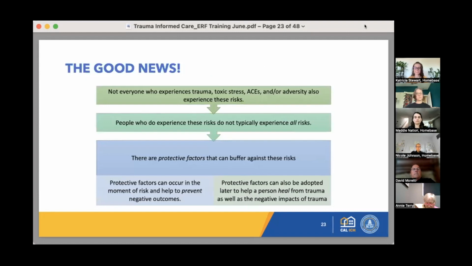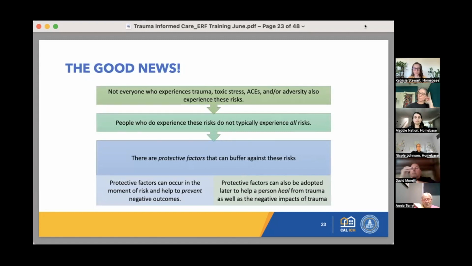The good news is not everyone who experiences trauma, toxic stress, ACEs, or adversity experiences these risks associated with all of those things. People who do experience some of these risks do not typically experience all of them. So I just went through a lot of ways that trauma can impact us, and all of those things don't typically affect one person. It's usually a handful of things.